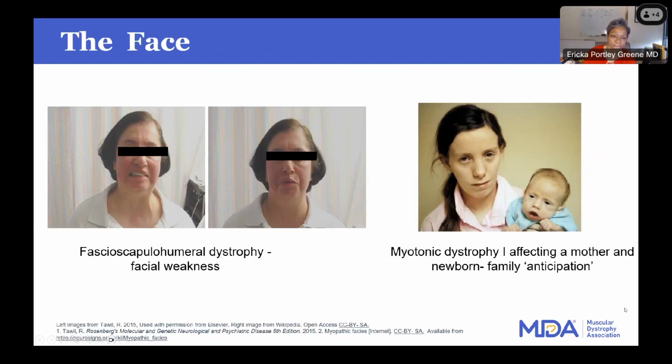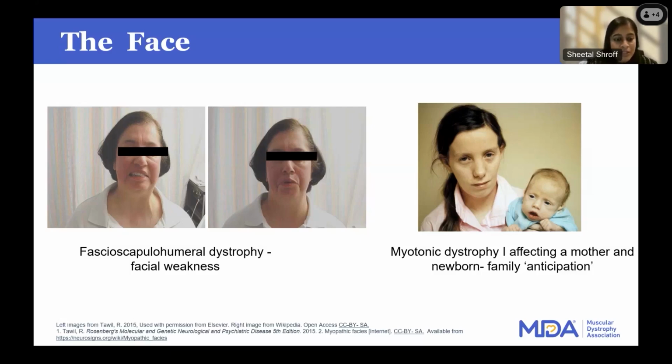Sure. Thank you, Dr. Greene. Now, moving on to a different area of the body, the face. As we discussed, in some of the muscular dystrophies, like facioscapulohumeral dystrophy, there is facial weakness. Like you can see in the first picture where the patient is trying to smile and it's not symmetrical. And both sides of the face are weak. And then in the middle, the second picture, you can see the droopiness of both angles of the mouth. So it basically tells us that there is facial weakness.